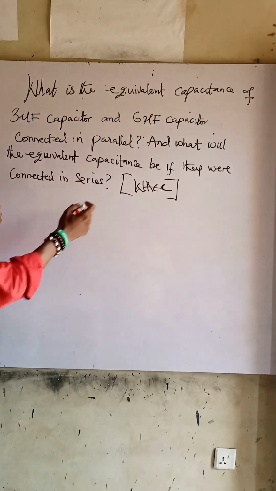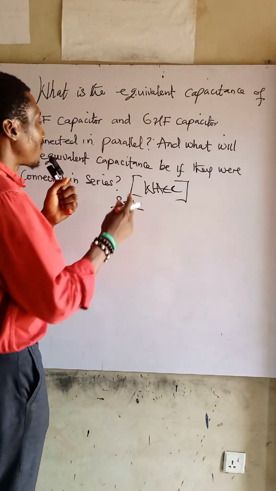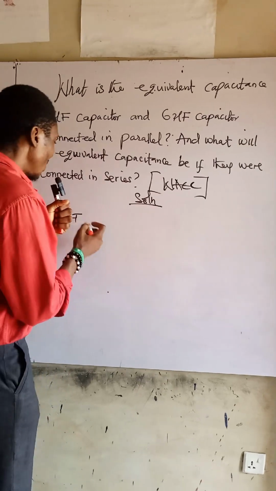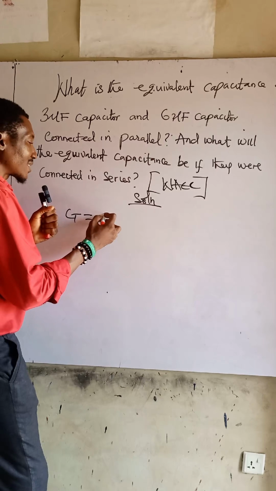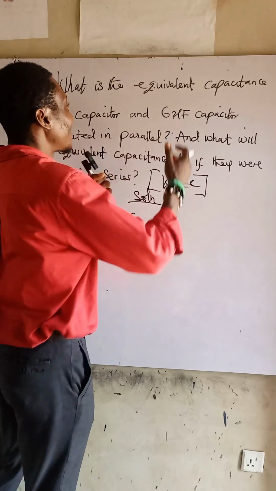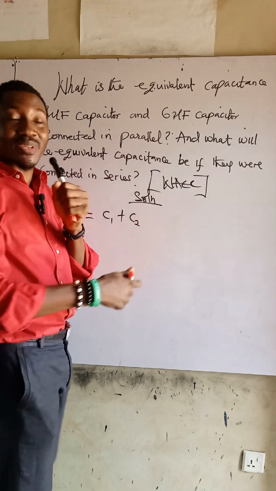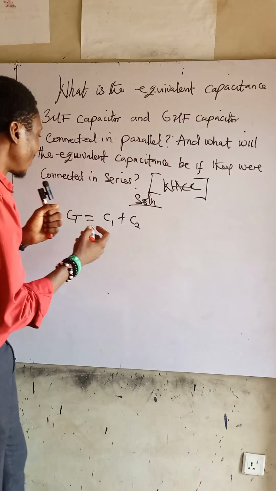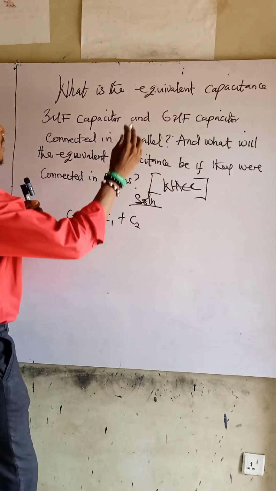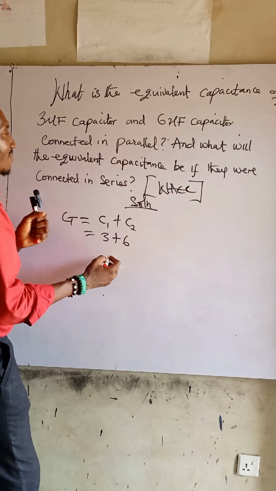First of all, we need to know the parameters. For capacitance in parallel, the effective capacitance is called the total capacitance. So effective capacitance is capacitance 1 plus capacitance 2, and so on. Since we have only two capacitances here, the effective capacitance is equal to 3 microfarad plus 6 microfarad.